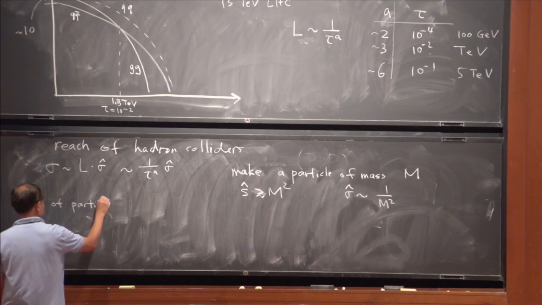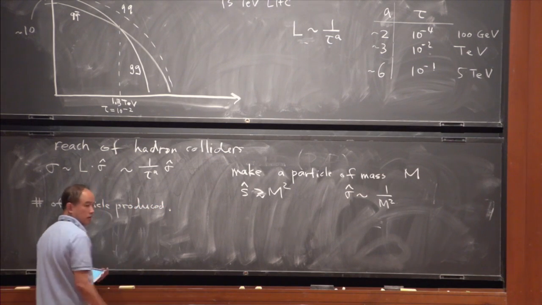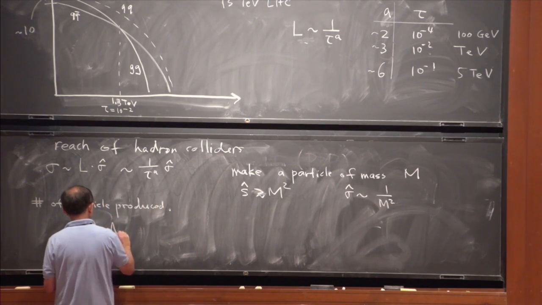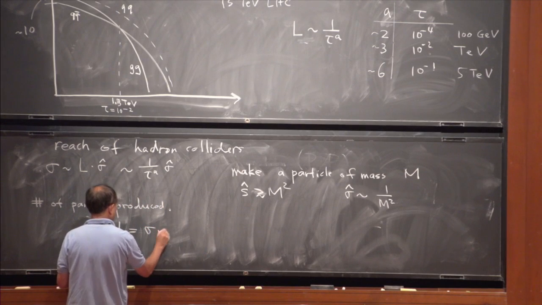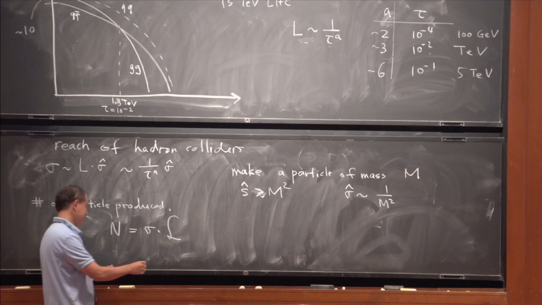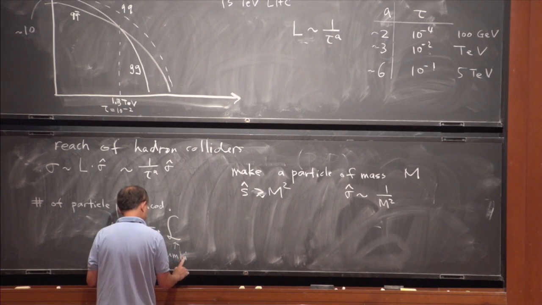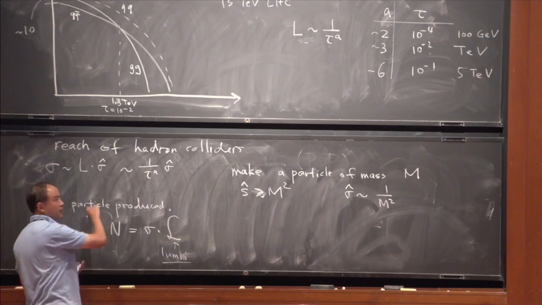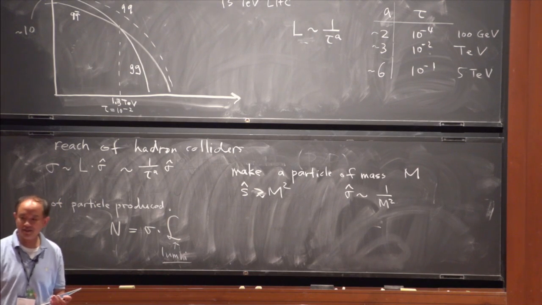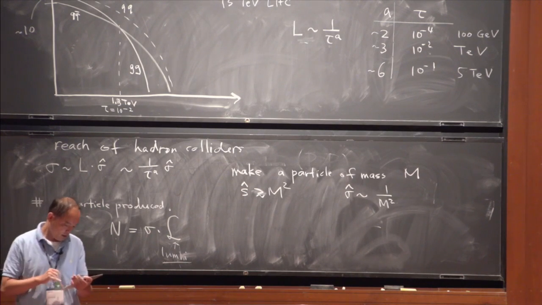The number of these new particles produced, n, is sigma times luminosity. This is the actual luminosity. It's an unfortunate use of names. This is called the parton luminosity, the other one is called luminosity. Luminosity is the one that we talked about earlier. So this is the number of events of the new particle produced.